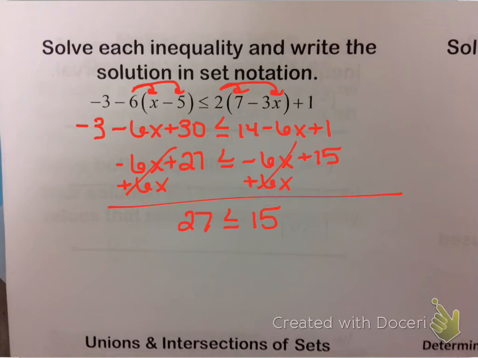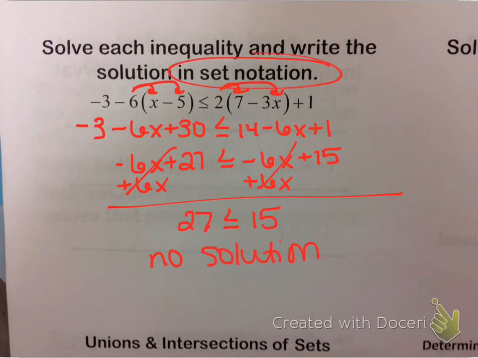I don't know if you guys remember, but when the variables cancel out, like when you're solving systems of equations and stuff, you're left with either a statement that's always true or a statement that's never true. And in this case, 27 is never less than or equal to 15. So this is what we would say no solution to.